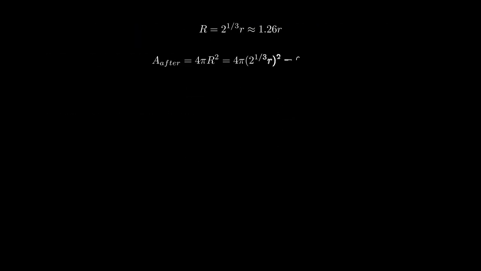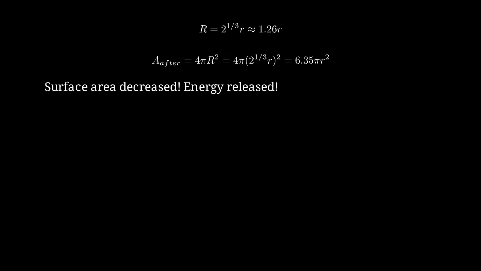The surface area after is 4 pi r squared, which equals about 6.35 pi r squared. Notice the surface area decreased from 8 pi r squared to 6.35 pi r squared. This means energy was released during coalescence. The process is thermodynamically favorable. Delta E equals gamma times the area change, which is negative 1.65 pi r squared gamma. The negative sign indicates energy release.